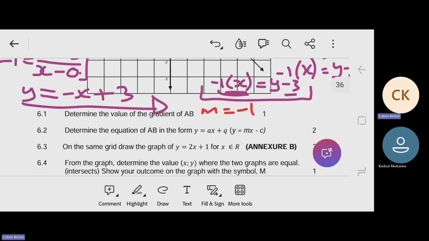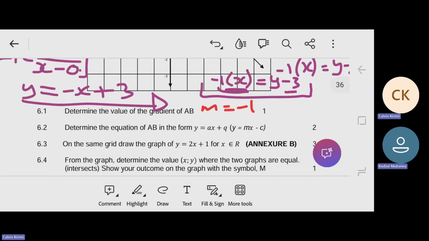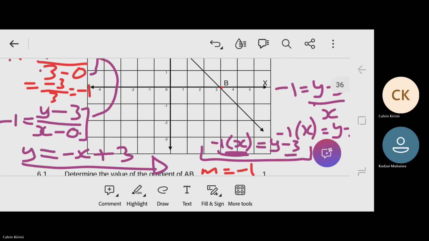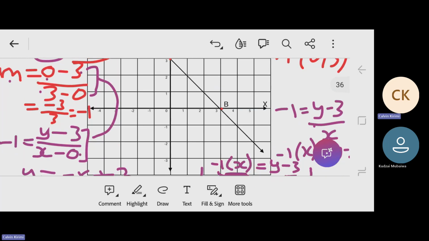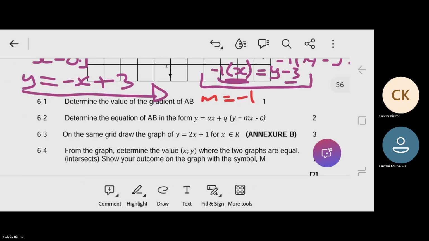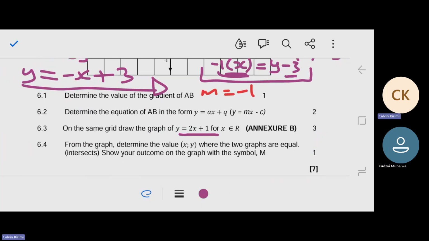Let's go to 6.3. On the same grid, draw the graph of 2x plus 1. So this one was y equals -x plus 3. For 2x plus 1, now you just come and plot. When x is 0, what is the value of y? First you make your table to say my x is what and what will be the value of y. You make a table like this.